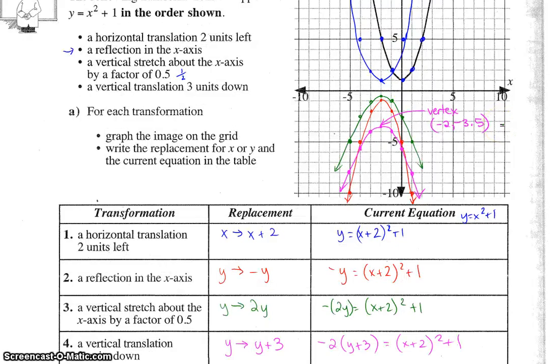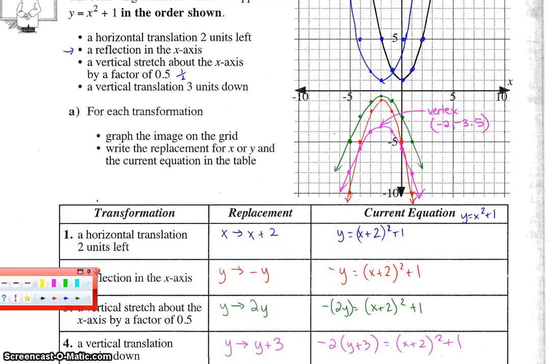Okay, what a colorful graph. Does yours look like that too? Okay, so our final graph should have ended up as this purple graph here. The vertex would have been at (-2, -3.5). Okay, so follow through and see if your points match up with mine. If not, pause the video and try and correct what the situation is.